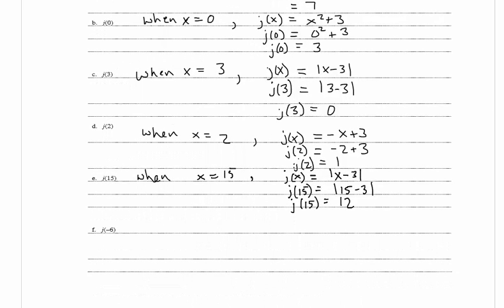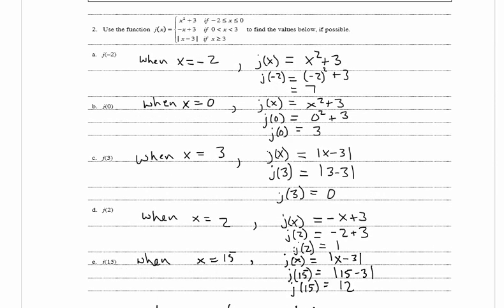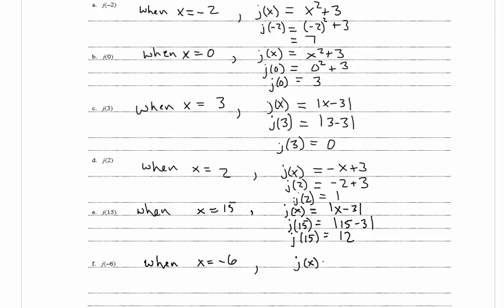In F, we want to evaluate j of negative 6, so when x is equal to negative 6, then j of x, now we're going to look up at our individual domains, and we can see that negative 6 is less than negative 2, which is the smallest value in the domain of j of x. So j of x is undefined, and it's undefined because j of x is undefined for values less than negative 2.